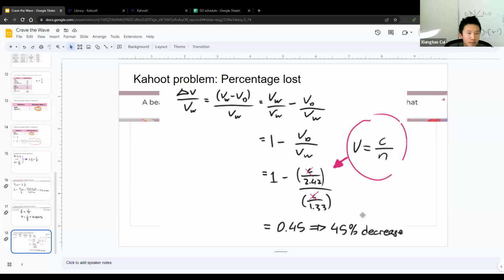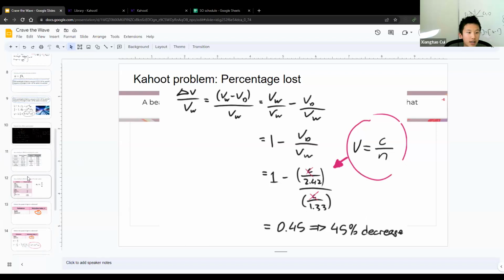And this is really similar to the question we did previously on the diamond. You can see that the diamond really decreases the initial speed of light, which is impressive.